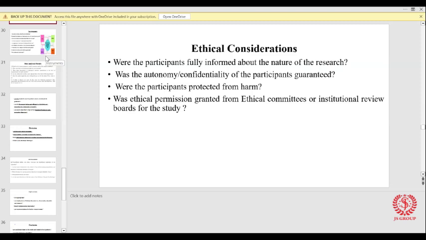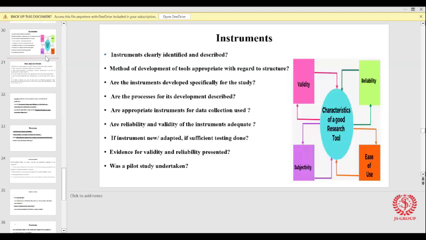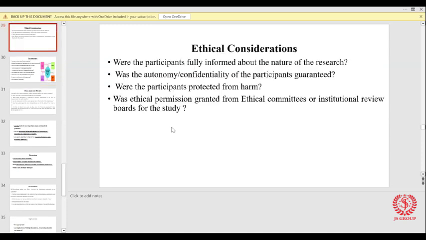So these are the questions we have to ask. Were the participants fully informed about the nature of the research or not? Was the autonomy and confidentiality of the participants guaranteed or not? Autonomy means they have to come for the study freely and voluntarily. Confidentiality means whatever research data we collect should be confidential. Were the participants protected from harm?